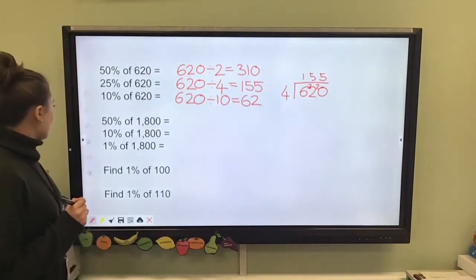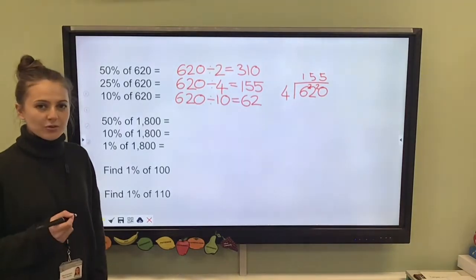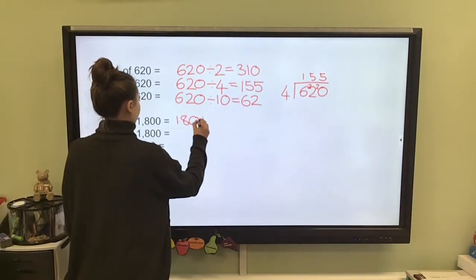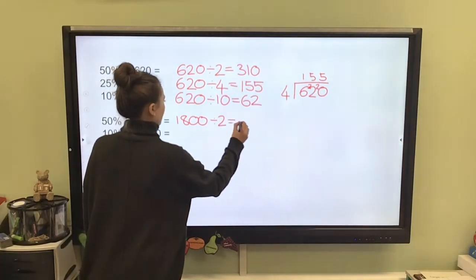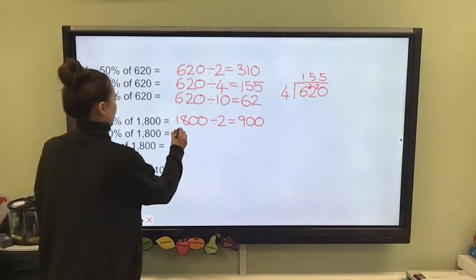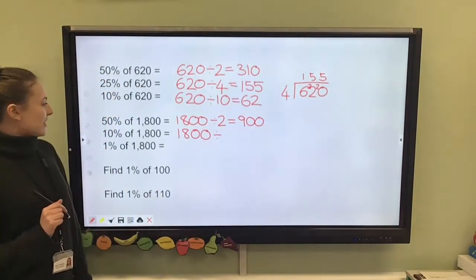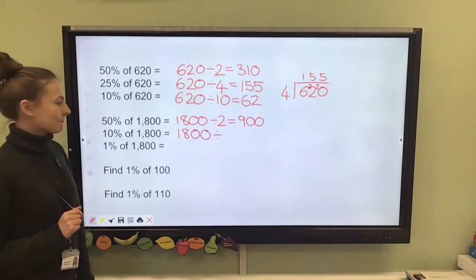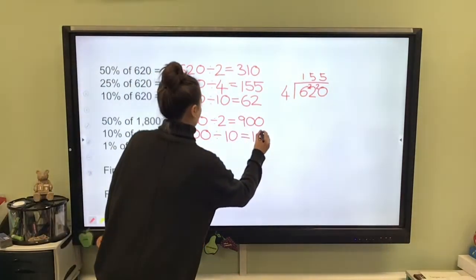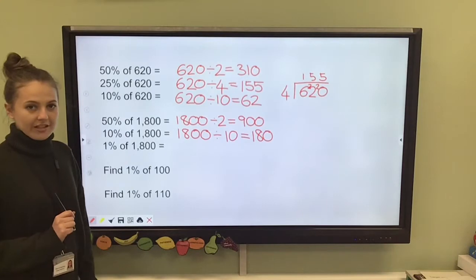So moving on to the next set, 50% of 1,800. Okay, so I know that 50% is equivalent to 1/2. So I need to divide 1,800 by 2, okay, which equals 900. Okay, to find 10% of 1,800, what would I need to divide 1,800 by to find 10%? Yeah, I need to divide by 10, okay, which would be 180.